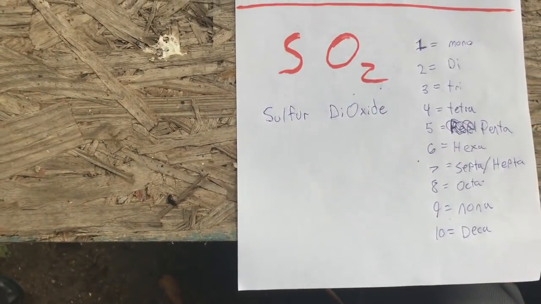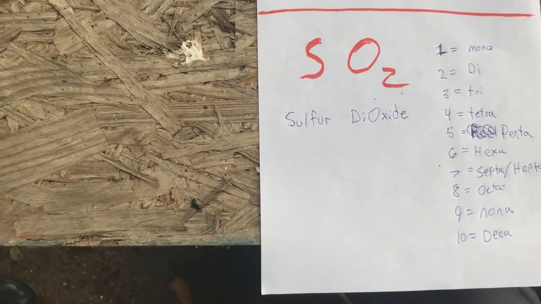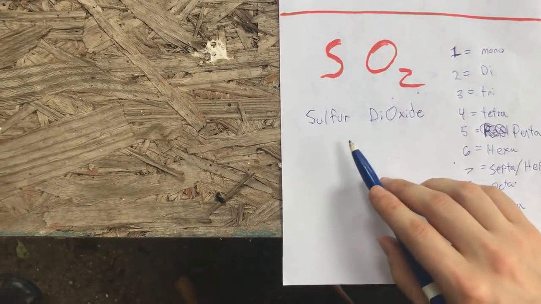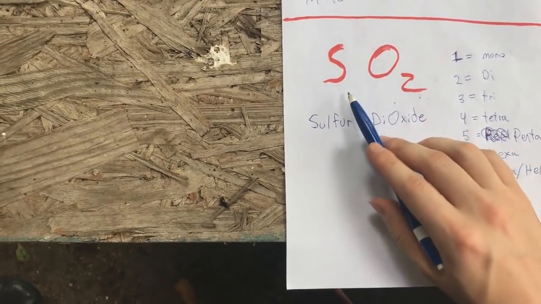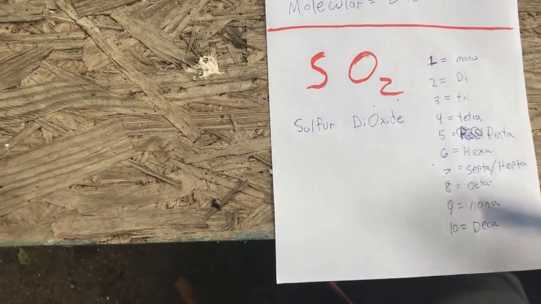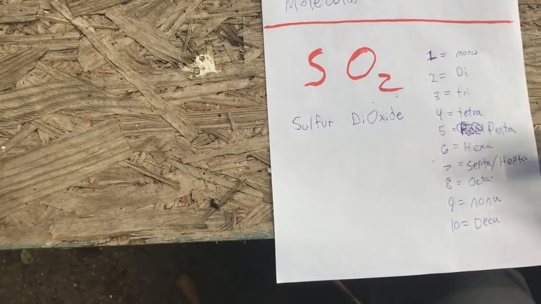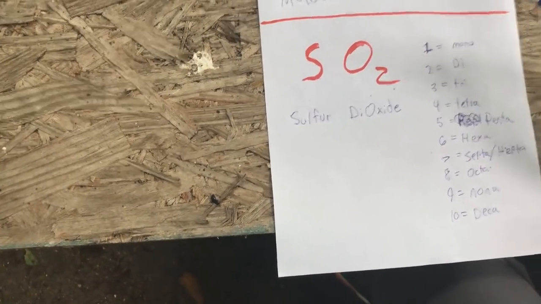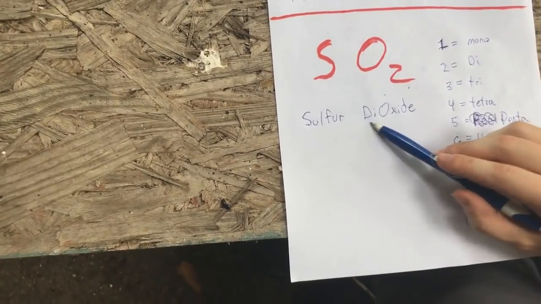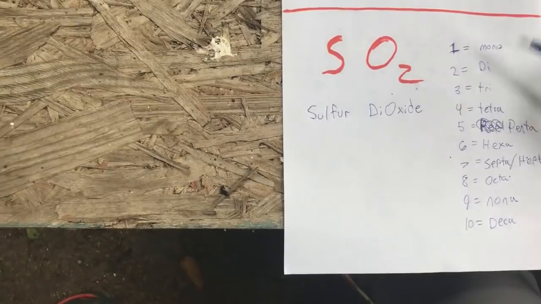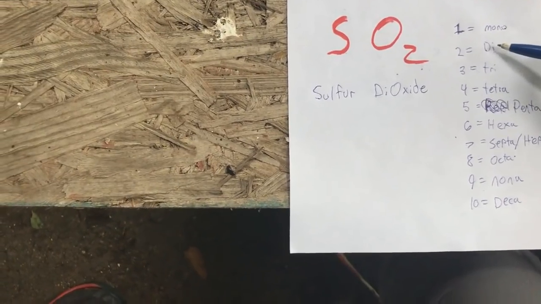If you didn't understand what I did just there, I didn't put any prefix with sulfur because we only have one sulfur, and you never put mono with the first thing. If you have multiple of the first thing, you can use any other prefix that is necessary, but if there's only one, just don't use mono. Then I put a di before oxide because we had two oxygens, so I needed to say di for 2.